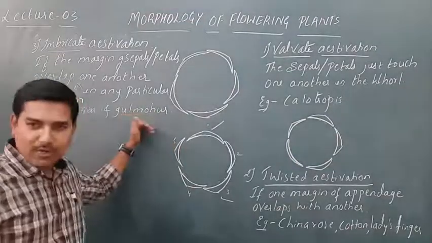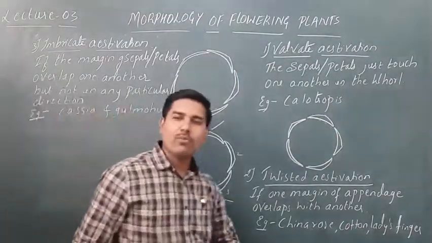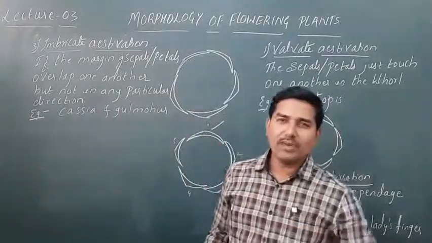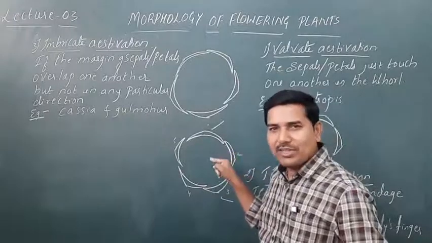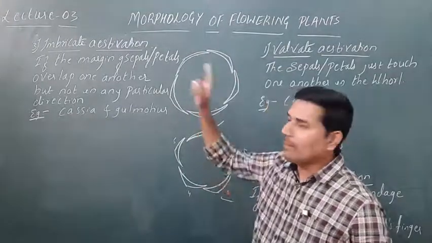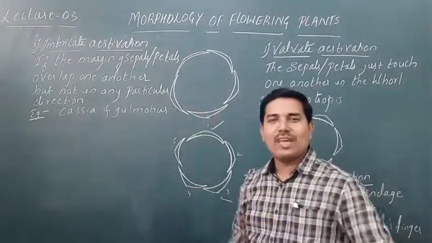Cassia and gulmohar. Cassia we call kaabaale, gulmohar produces red-coloured flowers. When you look inside that bud, the estivation that we see is which one? This is imbricate estivation. So let's look at the last one.